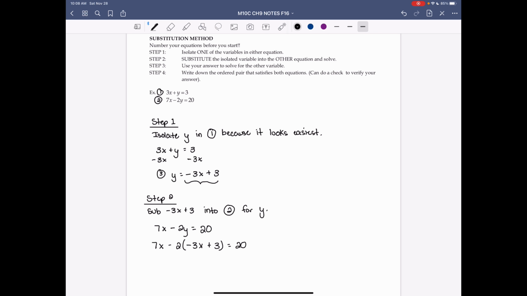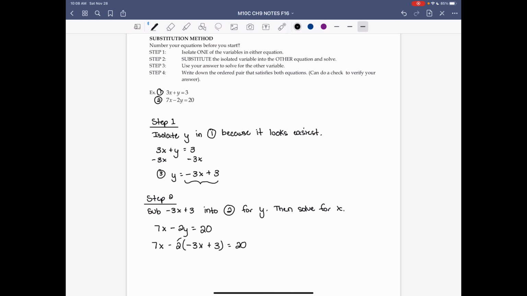In step 2, we're also solving for our variable. So notice that when we replace the y with negative 3x plus 3, now equation 2 only has x's. If we only have one variable, we can now solve for that variable. So that's the whole point of doing the substitution, so that we end up with only one variable, and then we can solve. So sub negative 3x plus 3 into 2 for y, then solve for x in this case.